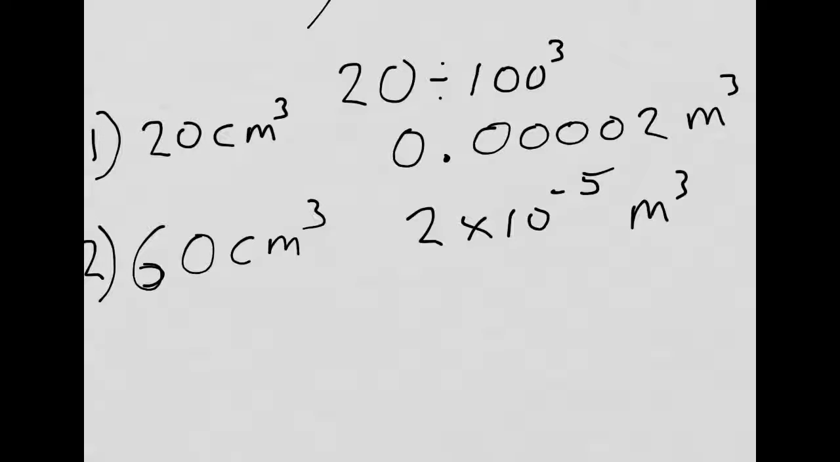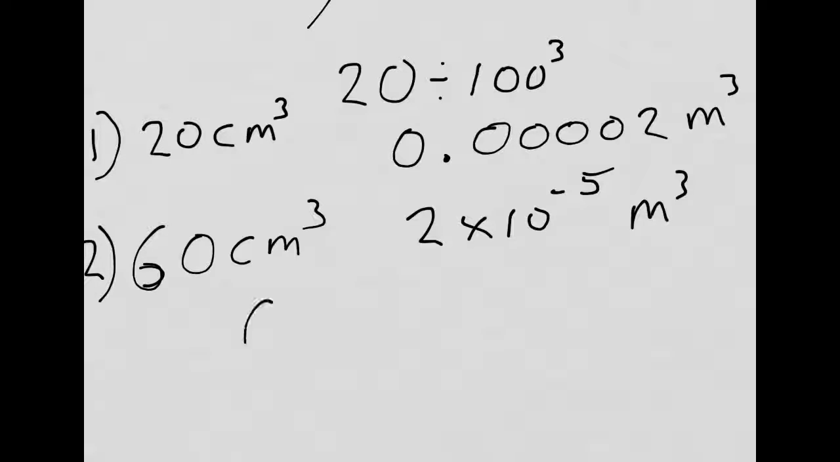So what you don't need to do is cube the 20. A lot of people were cubing the 20 as well. You don't need to do that. I know that there's a cube on the end of the centimeters cubed, but that's just on the unit, it's not on the number. So you don't need to cube that. You only need to cube the multiplier there. Right, and then for the 60 centimeters, do the same thing again.